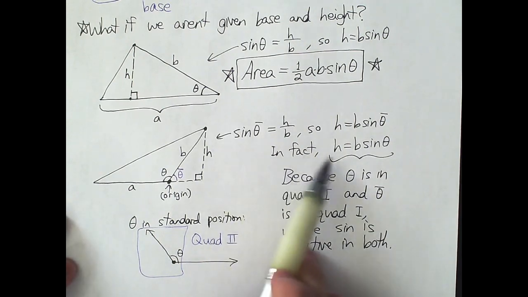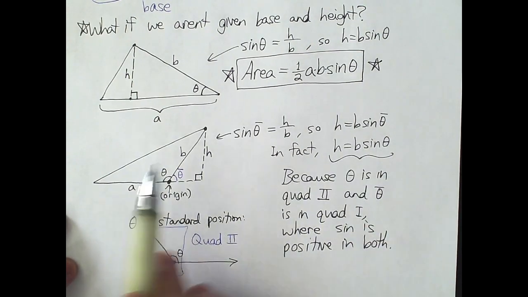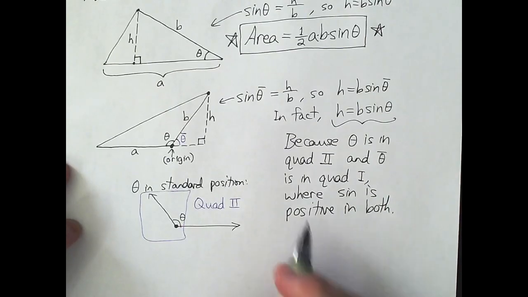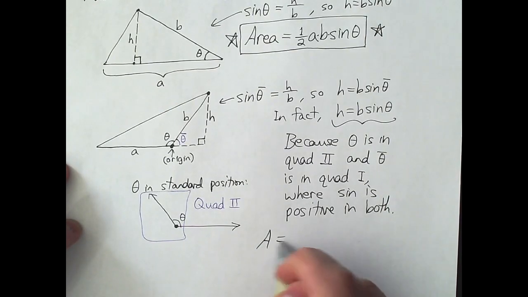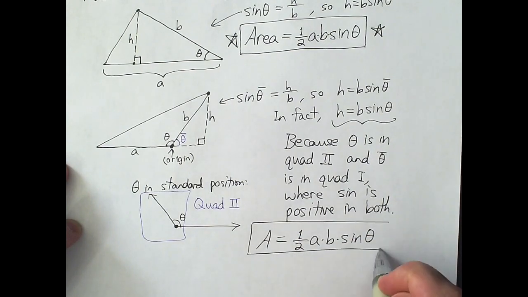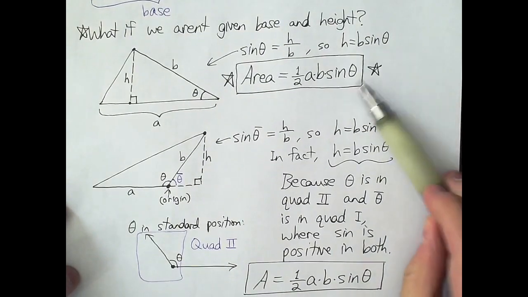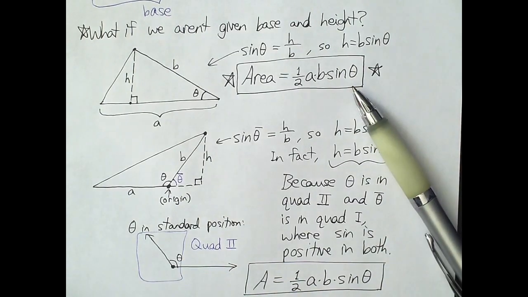So the point of this is that h is still b sine theta, a is still a, and the area is still going to use 1/2 base times height, so it's still the same formula that I wrote above. What I'm trying to convince you of is that this formula, which I put 2 stars around, works in general for triangles of all different shapes.